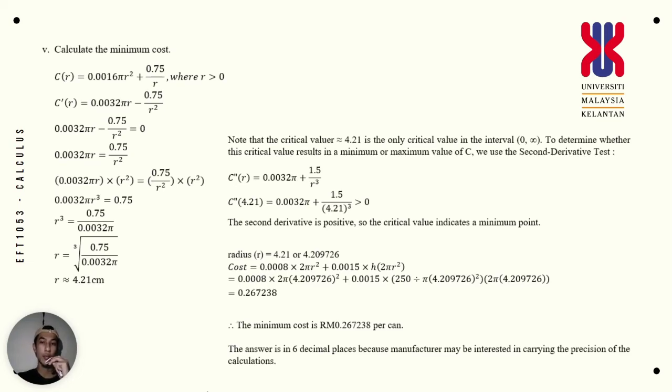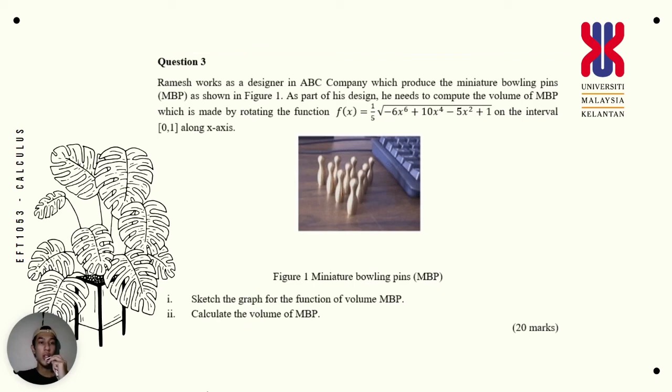of the calculation. So for question 3, Ramesh worked as a designer in ABC company, which produced the miniature bowling pins (MBP), as shown in Figure 1. As part of the design, he needs to compute the volume of MBP, which is made by rotating the function f(x) equal to 1 over 5 square root of negative 6x⁶ plus 10x⁴ minus 5x² plus 1 on the interval [0, 1] along the x-axis.